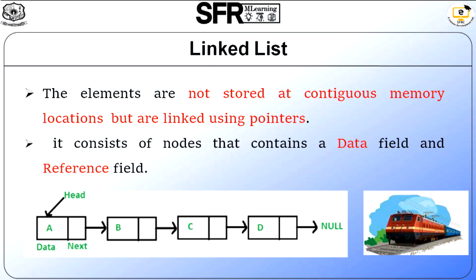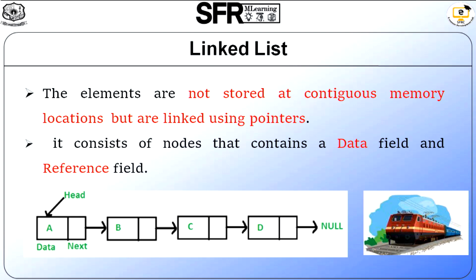So here we can see the example for linked list as the train. The compartments are getting connected to one another through that particular connector, right? So likewise here each and every data should be getting connected to one another. For that purpose we are having a node structure here. The node contains two fields. Okay, one is the data field and another one is the reference field.